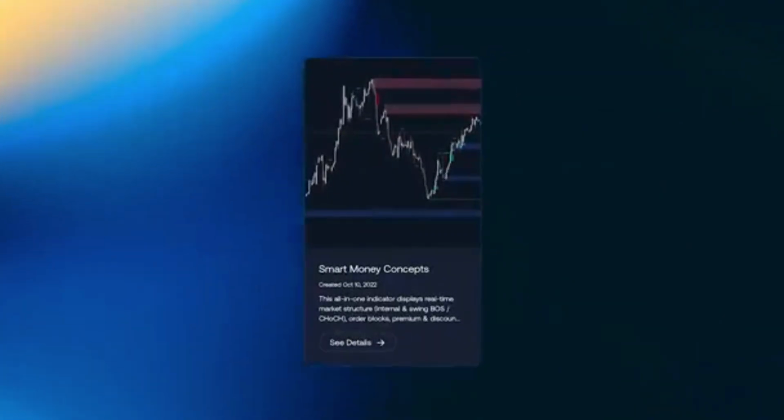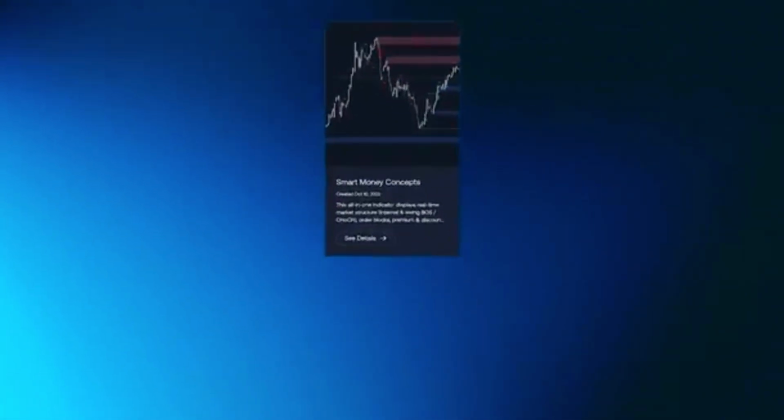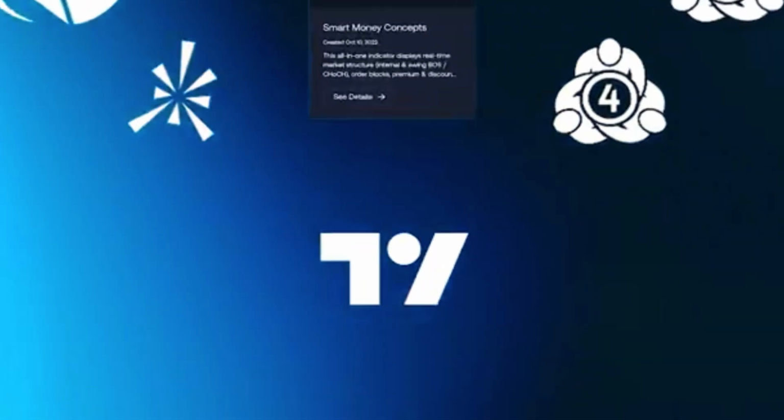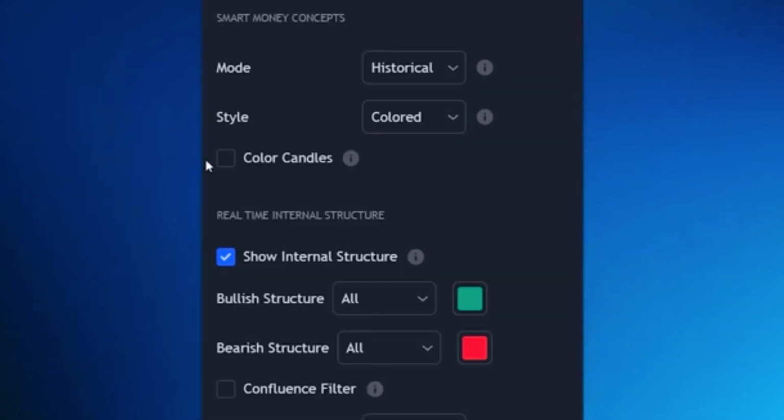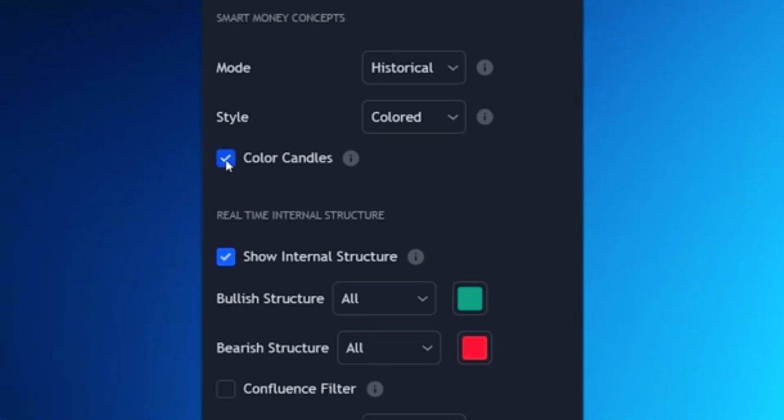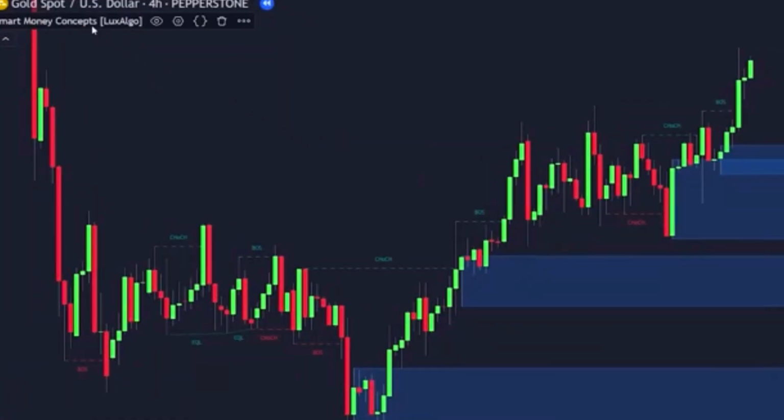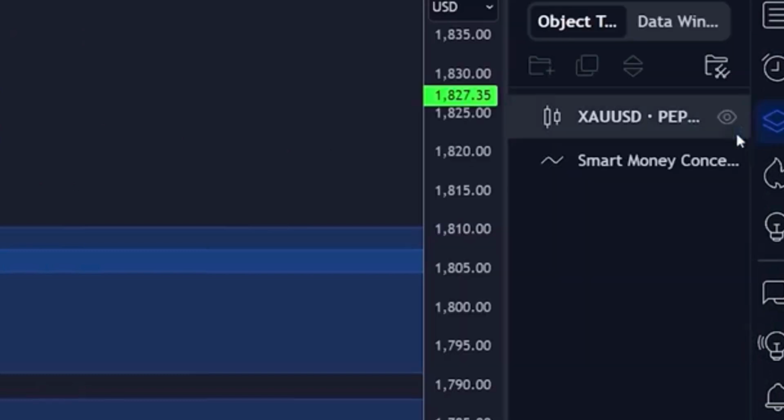The Smart Money Concepts indicator is now fully available for free on 5 different platforms. If using it on TradingView, a common issue with this indicator is that when candle coloring is enabled, it only changes the colors if the indicator is selected. An easy way to solve this issue is to move the indicator above the candles in the layer panel.